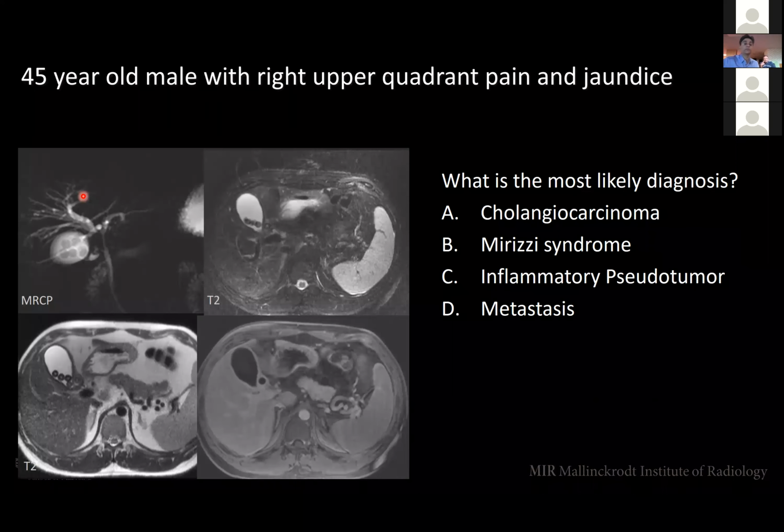Let's look at this here. A 45-year-old male with right upper quadrant pain and jaundice. All right, so what is the most likely diagnosis? Cholangiocarcinoma, Mirizzi syndrome, inflammatory pseudotumor, or metastasis.